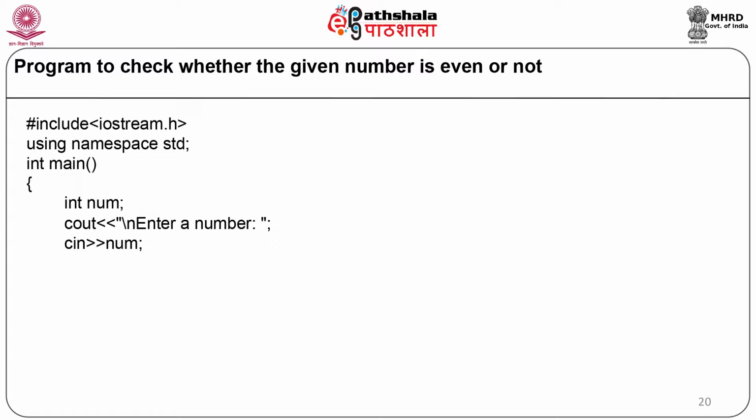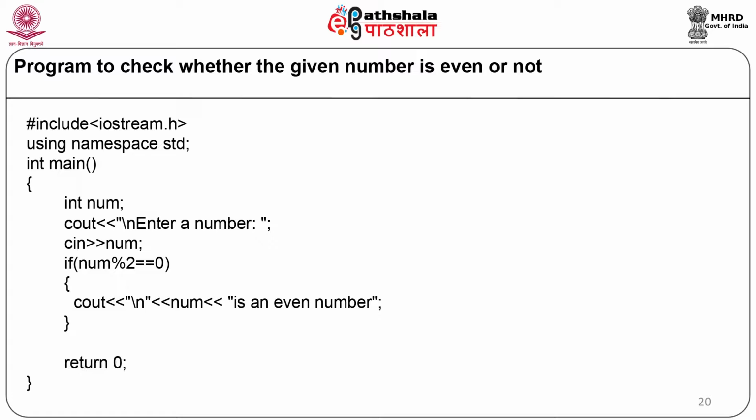Now for the input number, we are going to check whether it is odd or even, and the condition that we are going to check is whether the remainder is 0 or not. To check whether the remainder is 0 or not, the operator in C++ that we are going to use is the mod operator. So our if condition will follow here: if num mod 2 is equal to 0, then we will display the message cout << num is an even number, and we will end with the if bracket and end the main program.